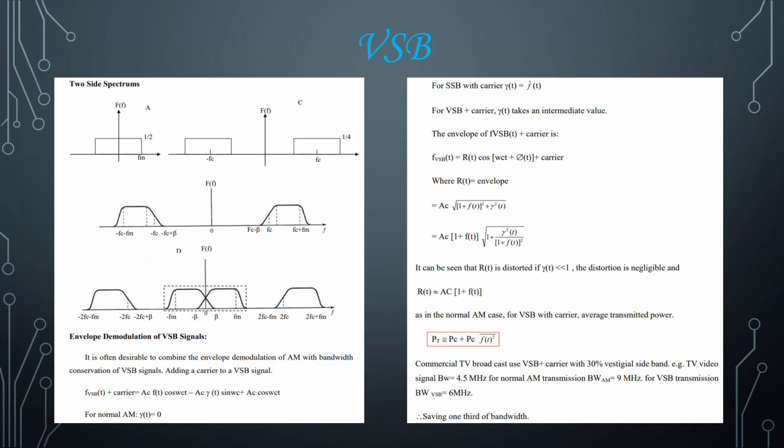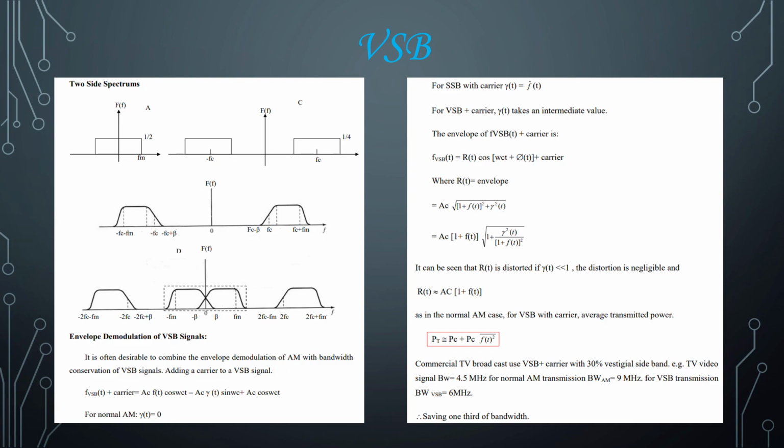It can be seen that r(t) is distorted if gamma of t is much less than 1. The distortion is negligible and r(t) is approximately equal to A_c(1 + f(t)). As in the normal case for VSB with carrier, the average transmitted power P_γ is approximately equivalent to P_c + B_c f(t) whole squared.